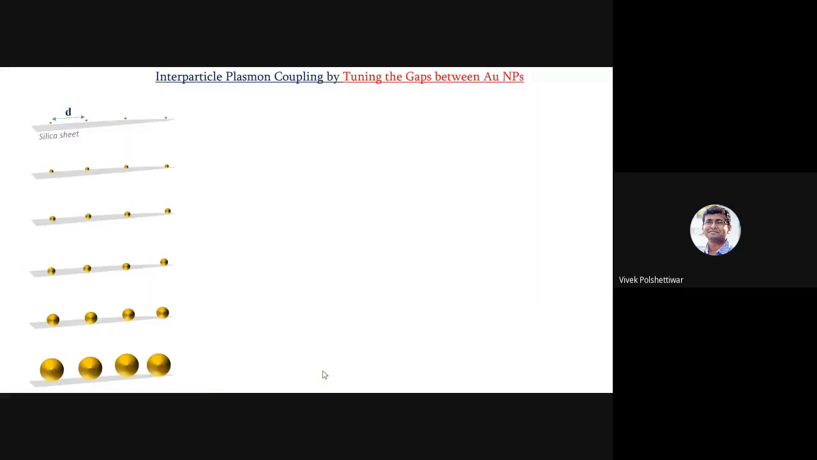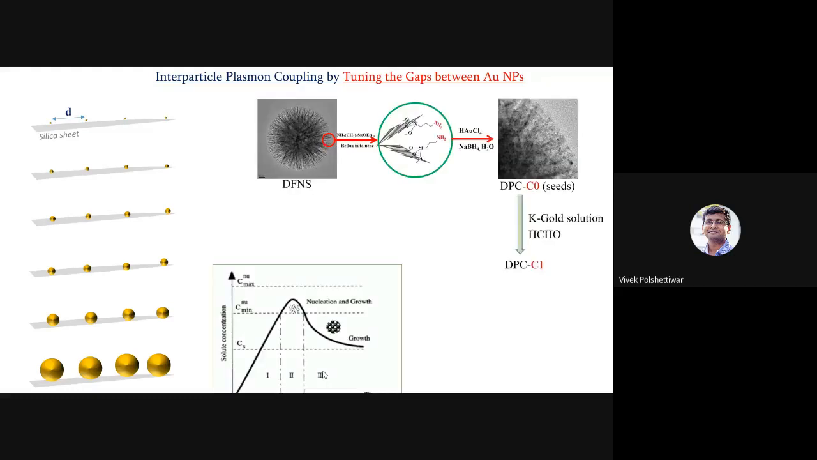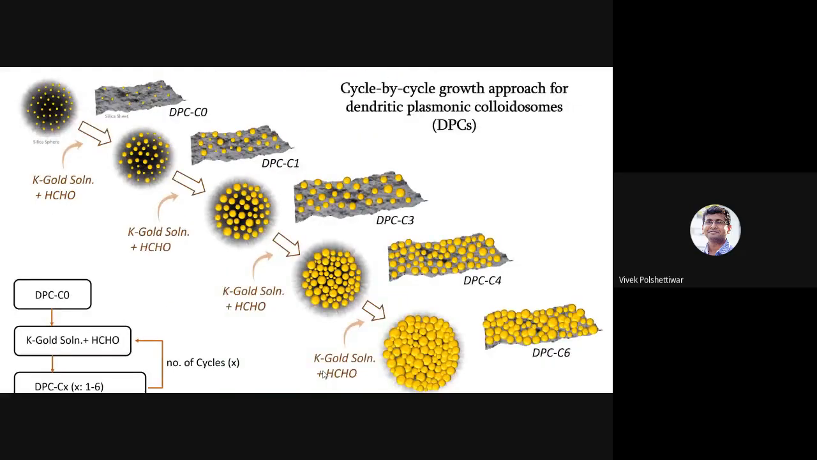So what we did, rather than playing with the size of the gold nanoparticle, we decided to tune the distances between the gold nanoparticles. You see the fiber sphere, and each of those fibers was decorated with these gold nanoparticles, and we kept bringing them closer and closer, so that the electron clouds of the two gold nanoparticles start coupling with each other. And then there is the plasmonic coupling, which affects the surface plasmon resonance, and you get a broadband light absorption.